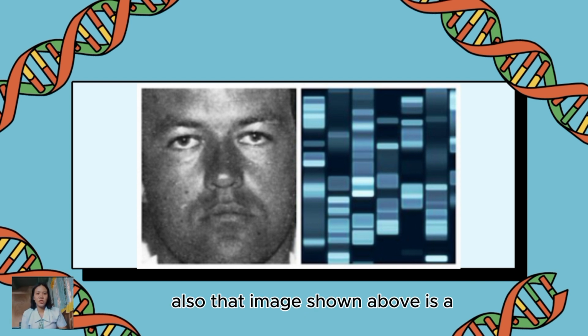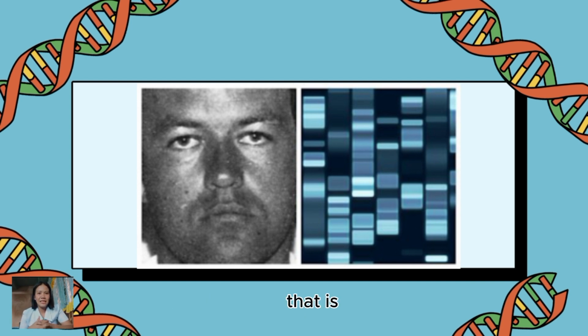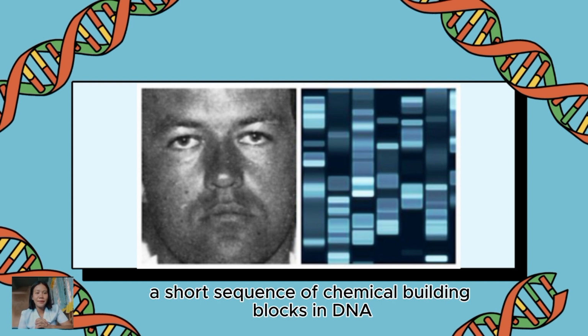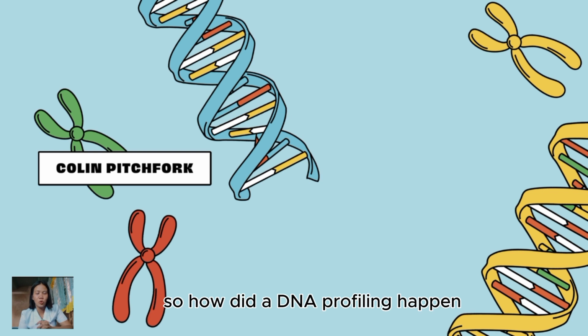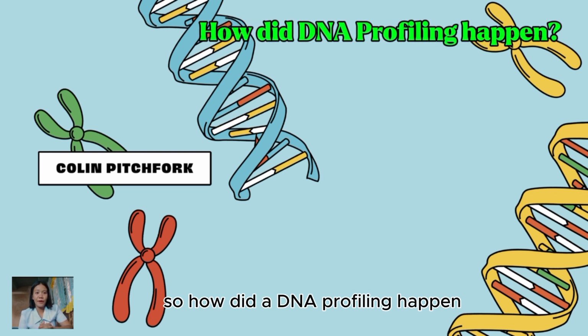The image shown above shows how a short sequence of chemical building blocks in DNA is tested one at a time to give a pattern completely unique to a particular person. So how did DNA profiling happen?